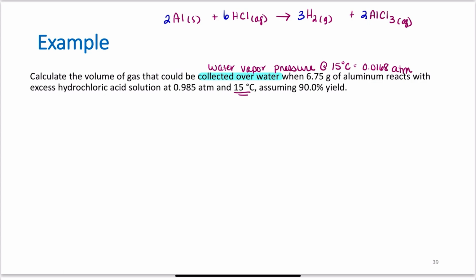We know our vapor pressure. We almost have everything we need to do this, okay? So what I like to do is kind of make a list of what I know. I know that I'm going to be using PV equals nRT. How do I know that? Because I'm using volume of a gas here. So what is my pressure? My pressure tells me 0.985 atmospheres.